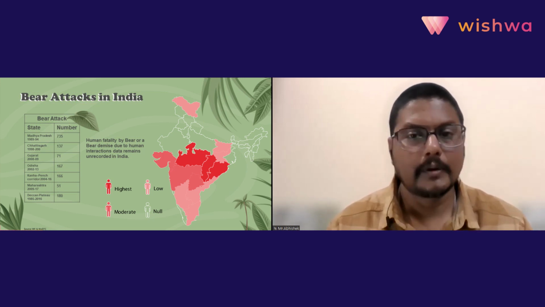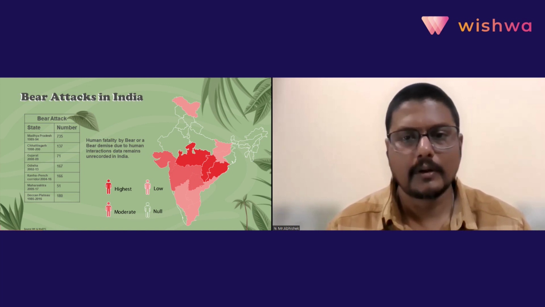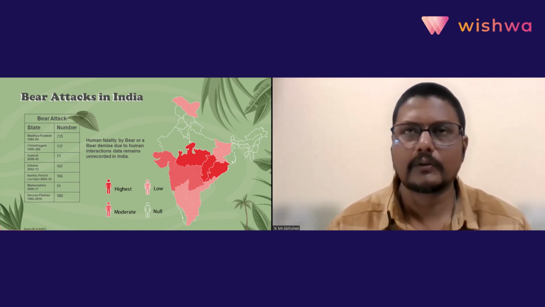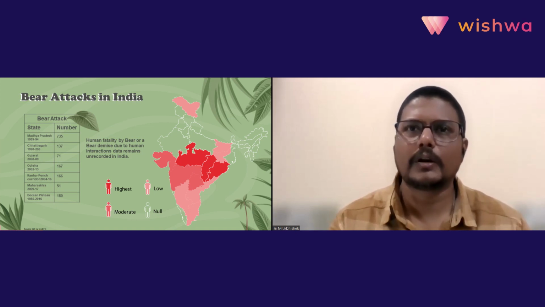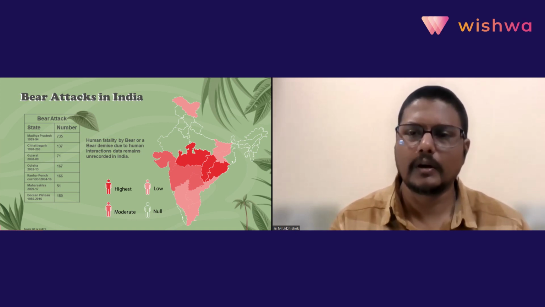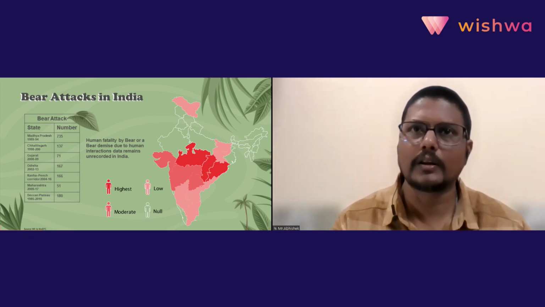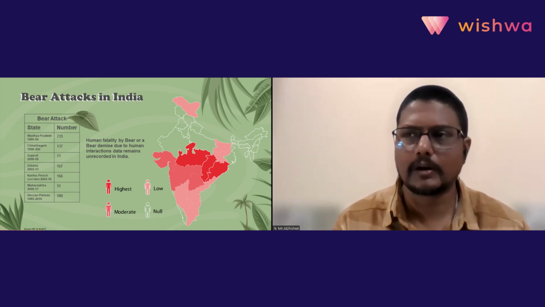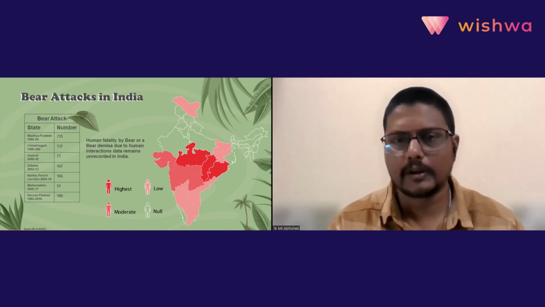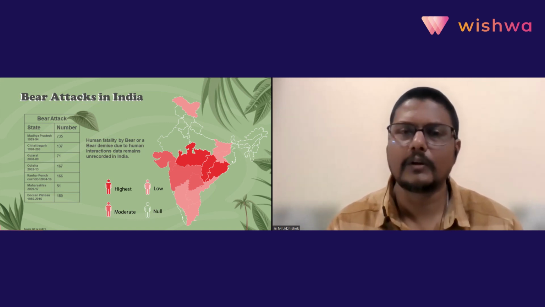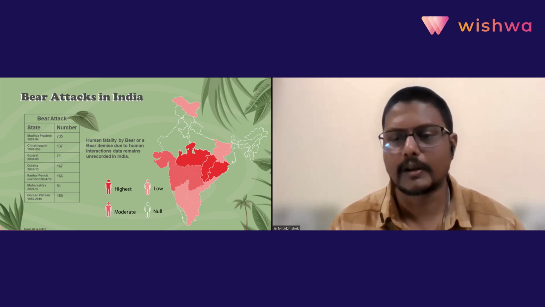So human fatality by bear or bear demise is also unrecorded in India because people have accepted bears and they know that if you go close to a bear, it will harm you. So mostly the attacks are done in the forest, and people do accept that. But in terms of elephant, tiger, or leopard, which we have seen, the conflicts are not only in forest area, but also in the village area or agriculture land.